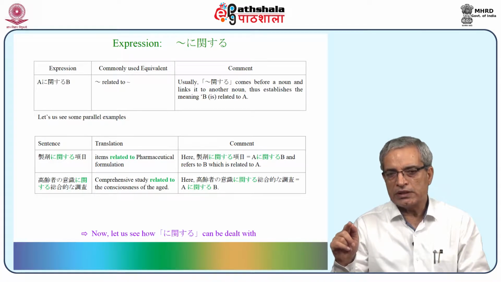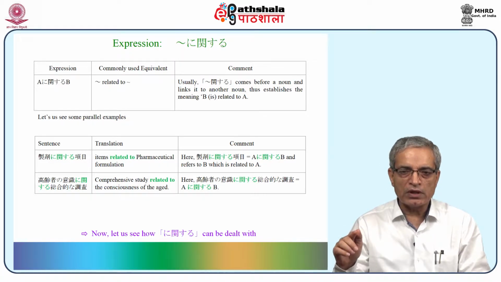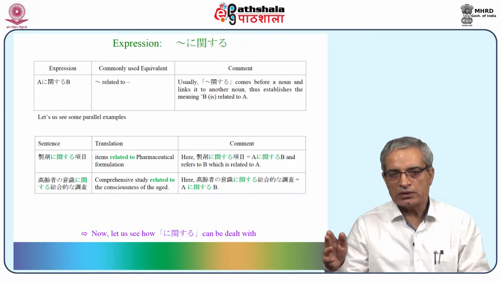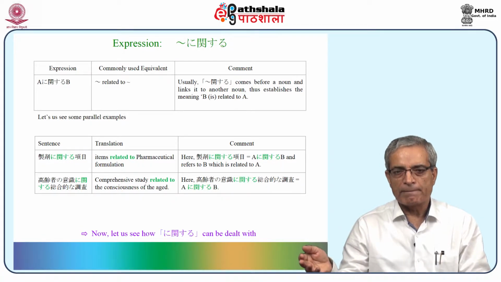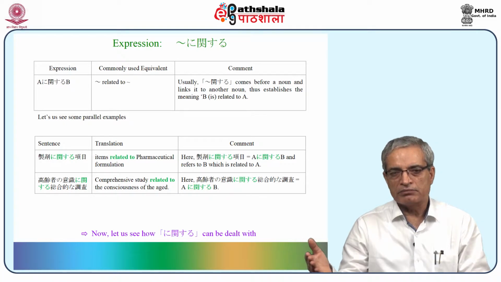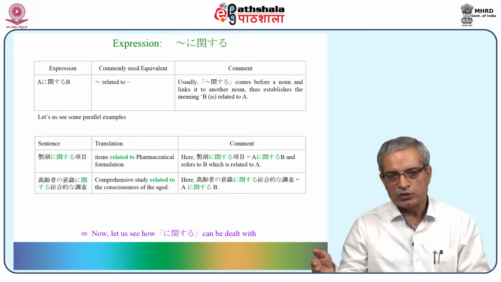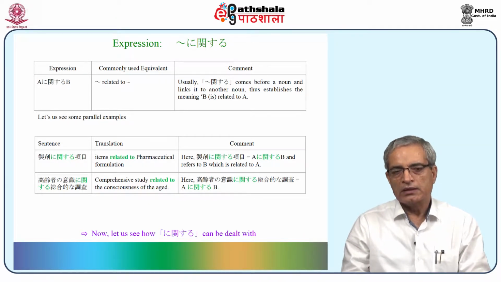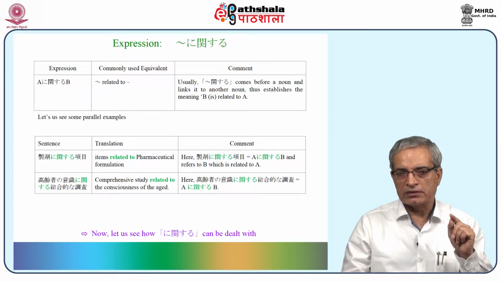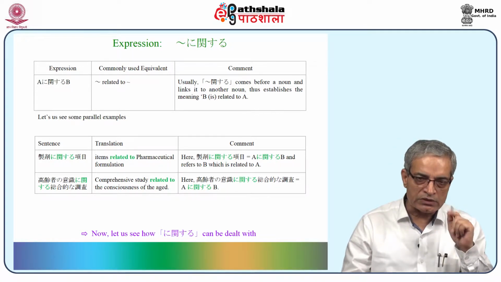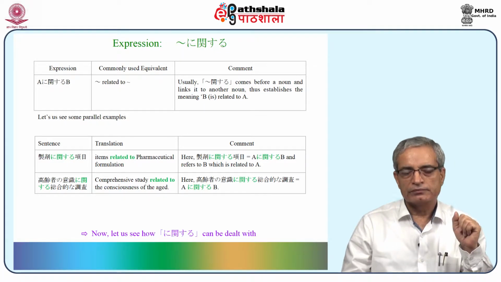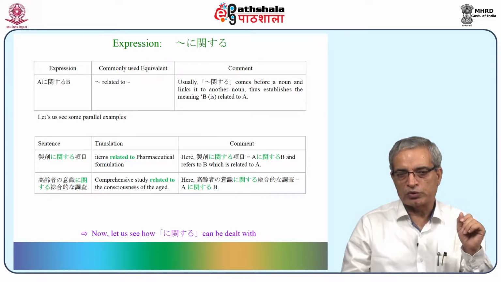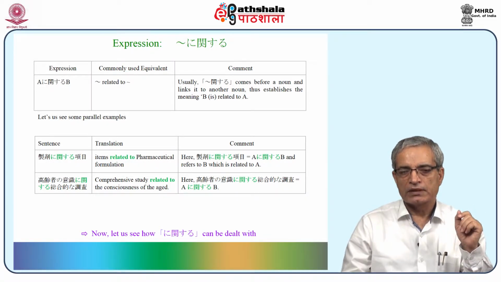Usually ni kansuru comes before a noun and links it to the other noun which follows it, and that establishes the meaning, which is B related to A or B is related to A. Now it depends upon the context. This will come or it may not come. Let's see some examples that will make ni kansuru a bit clearer. I'll request Saurabh to read out the whole thing. Seizai ni kansuru komoku. Okay, both are nouns. Seizai and komoku are both nouns, and ni kansuru is coming in between. Translation is items related to pharmaceutical formulation.